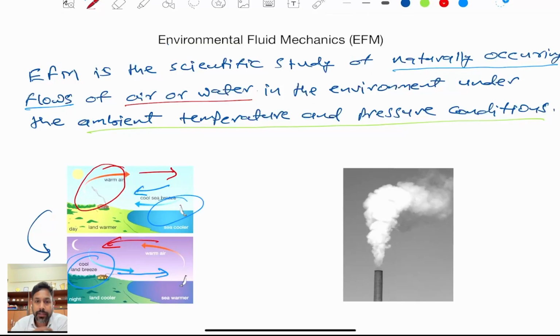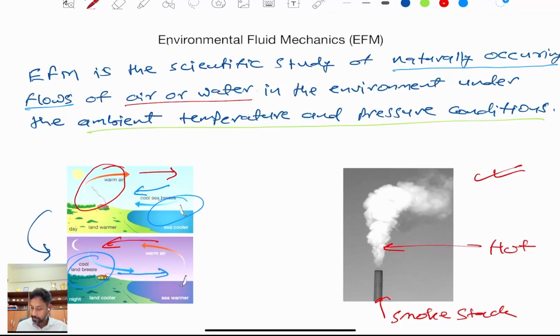And that is how circulation happens. Similarly, if you look at this other example, which is of the plume, right? So this is the smoke stack from which this hot gas is coming out, right? And what you see here in the ambient is the ambient air, right? So this one is ambient air at atmospheric temperature and pressure.